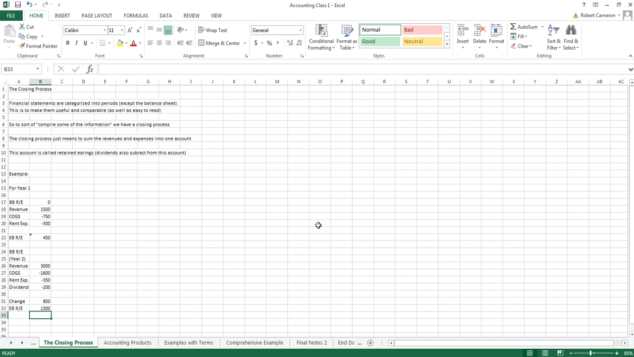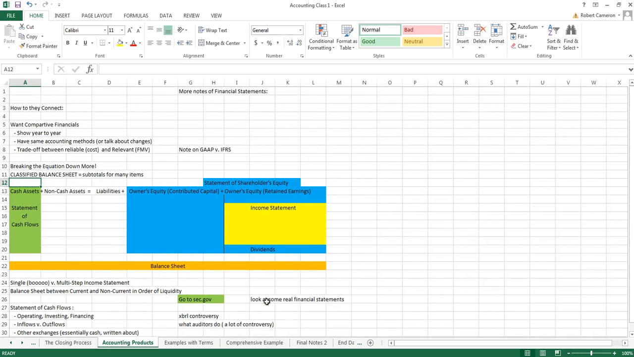So I just wanted to let you know before we go into, you can see down here, accounting products, which are the financial statements. So that's pretty much the layout I've been giving you so far. You have this accounting equation. You're putting in all these entries I've been showing you, and then the only thing that I just showed you today is at the end of some time period.